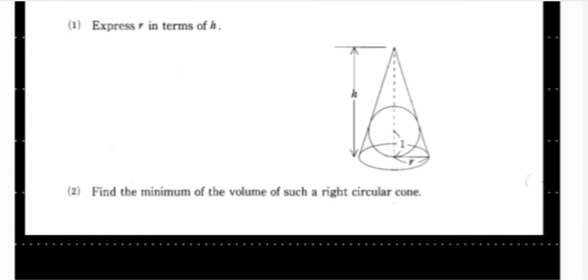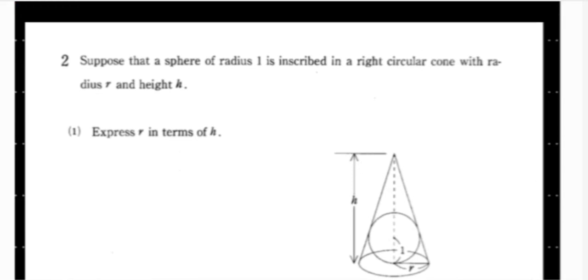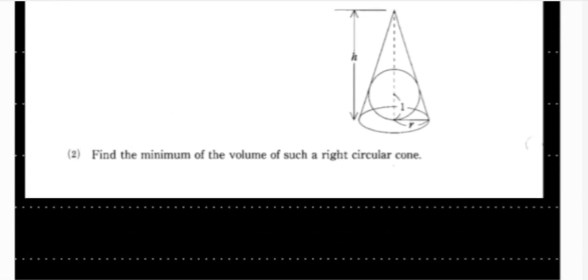So look, when you have these questions, I need to read the question first, sorry. Suppose that a sphere of radius 1 is inscribed in a right circular cone with radius small r and height h. Express r in terms of h. So what is he telling us?